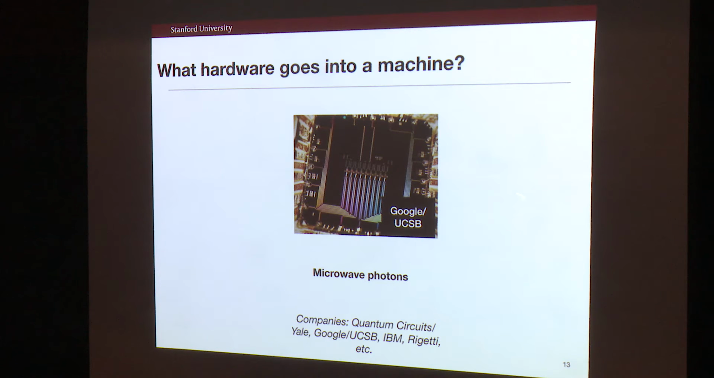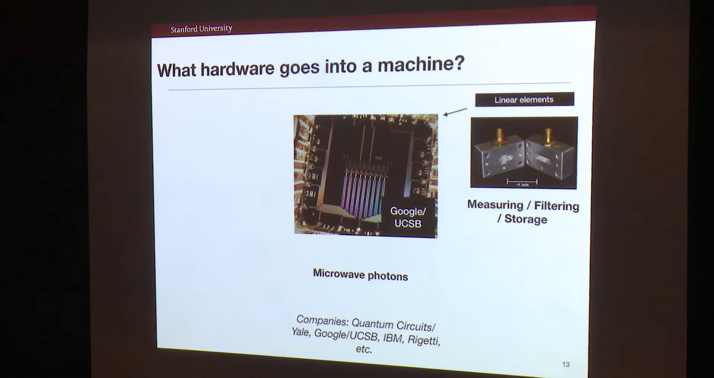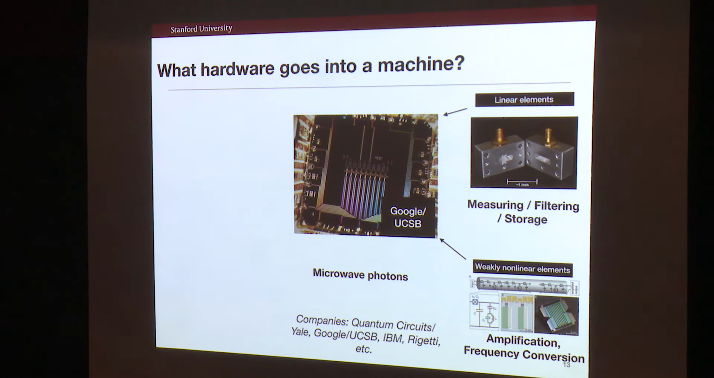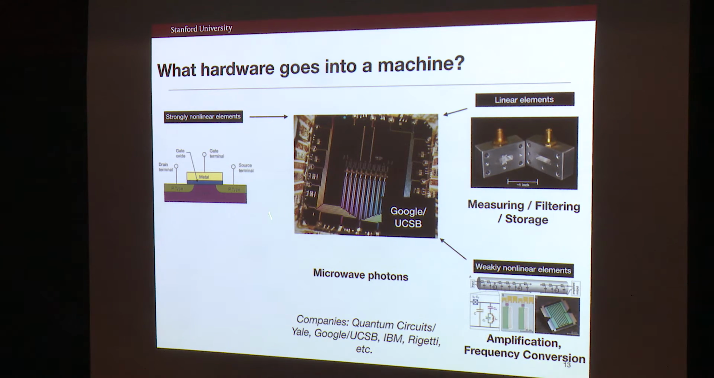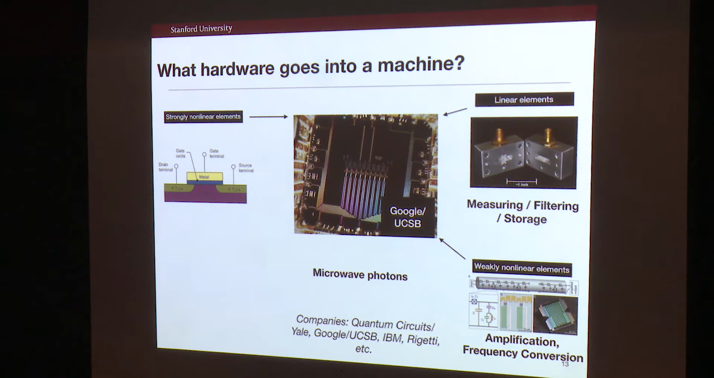So if you look at a chip, this one is a chip from Google Santa Barbara, a few millimeters on each side. It's 5 or 6 years old now. This is something that processes microwave photons, and it's composed of a bunch of different types of elements. These linear elements, you can think of these as just cavities. These are for measuring, storing, filtering. There's weakly nonlinear elements. This particular chip doesn't have any weakly nonlinear elements, but these are important for things like amplification or frequency conversion. And then there's strongly nonlinear elements, which are parts of these little crosses, which are the qubits.